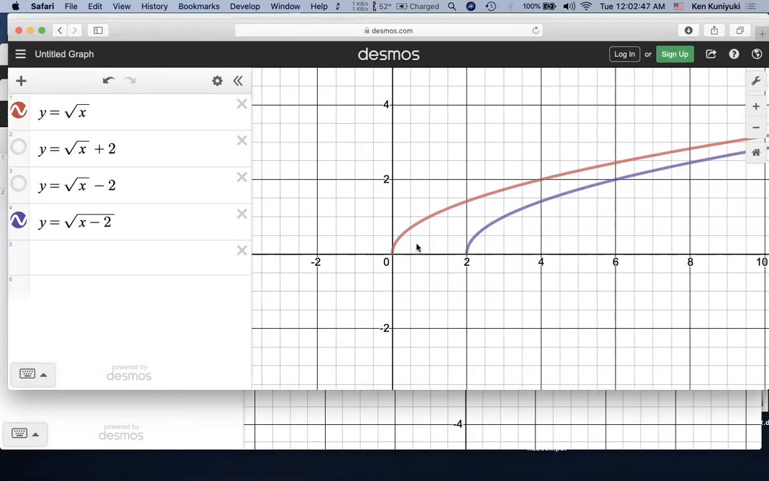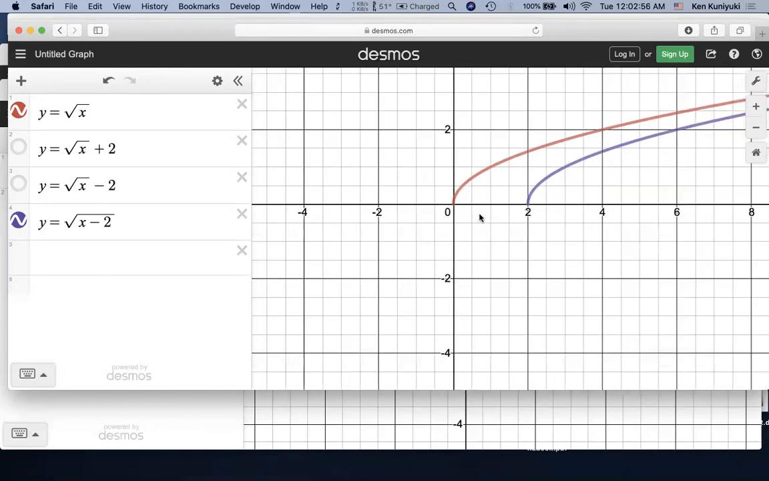Now, in fact, these are just horizontal shifts of each other, although it may not look like it because we tend to look at things kind of perpendicularly. But actually, if you look at things horizontally, there's always a 2-unit gap between the graphs horizontally.